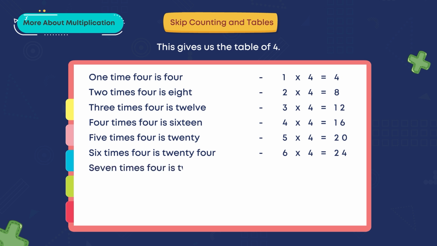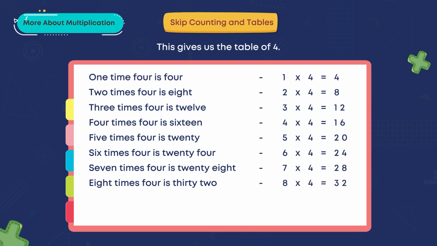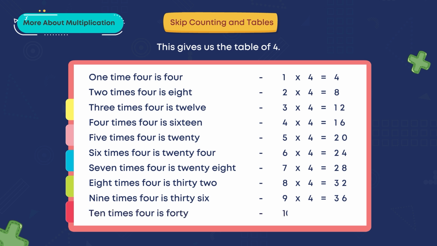7 times 4 is 28. 8 times 4 is 32. 9 times 4 is 36. 10 times 4 is 40.